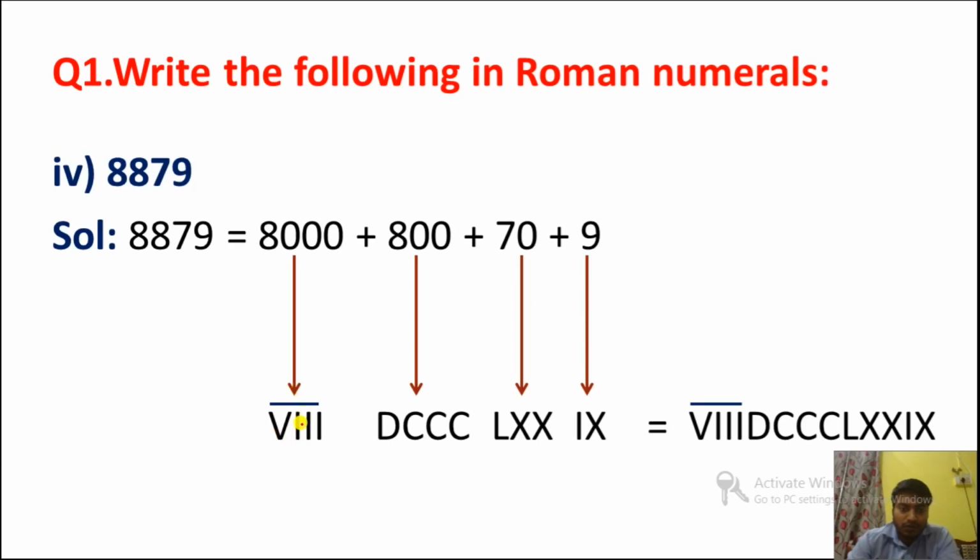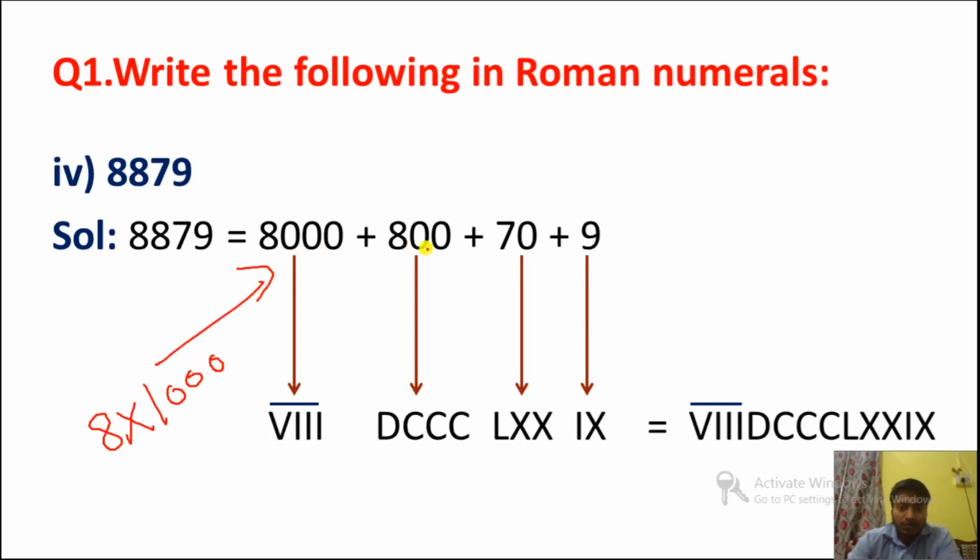You know the rule: if the smaller value symbol is written just on the right side of the higher value symbol, in that case there will be addition. So we add 5 plus 3 and get 8. Then we give the bar sign just above the numeral, just over the Roman numeral for 8. Then this 8 is multiplied by 1000, and we get 8000.